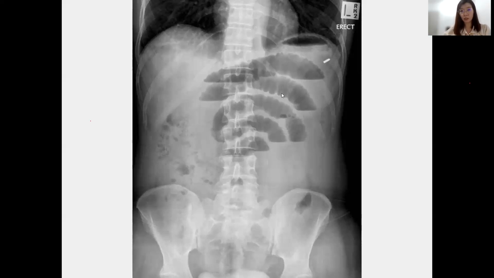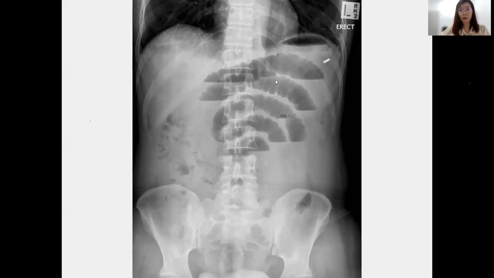Why? There's dilated loop of bowel at the center of the abdomen, and there are multiple air fluid levels because this is an erect form. Always remember, look at the form whether it's erect or supine. Normally we will do abdomen X-ray in supine view, but in my hospital they always like to do erect view. So these are small bowel obstruction, with multiple air fluid levels and dilated small bowel.